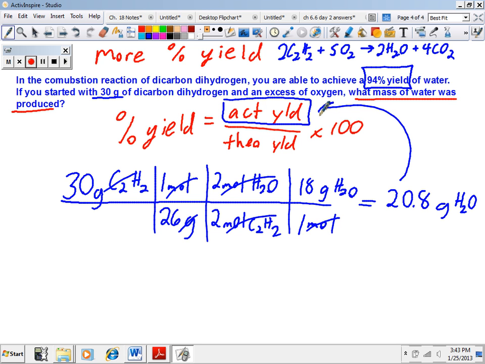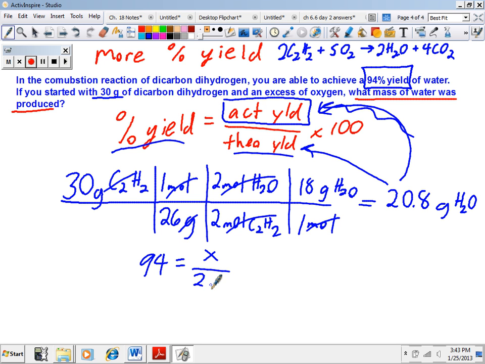And that is our actual yield. So we're going to go ahead and take that and plug it into the equation above. Oh, sorry, that's not our actual yield. That's what we're trying to find. That is our theoretical yield that we found through stoichiometry. So since we know now the percent yield, we know the theoretical yield, we can plug in what we know and solve for the unknown. So the percent yield was 94. The actual yield is unknown. Let's just go ahead and put an X in. The theoretical yield was 20.8. And we don't forget the 100%.